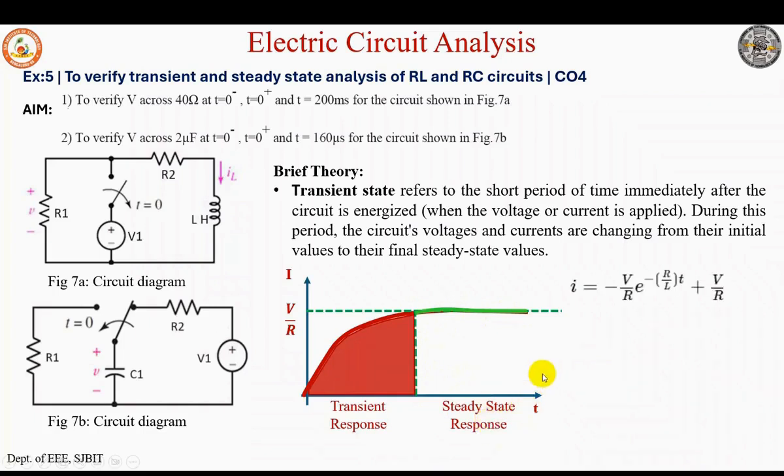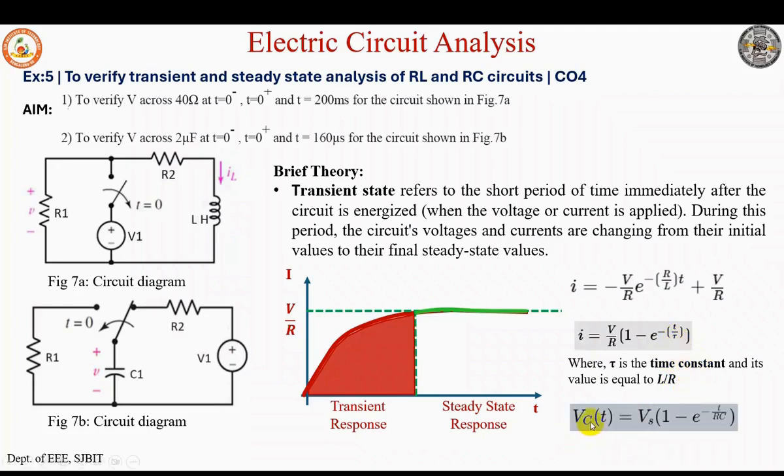So the response is given by the equation i = -(V/R) e^(-(R/L)t) + V/R for steady state response. This is the complete response for the current, which includes the transient as well as steady state response. Further simplified, i = (V/R)(1 - e^(-t/τ)), where τ is called the time constant, which is given as L/R. That is the time taken for charging through inductance, or charging the voltage across capacitance. Whereas for capacitance, τ is given as R into C.